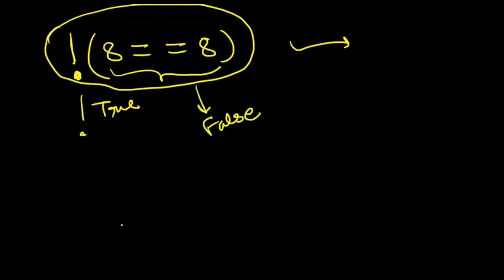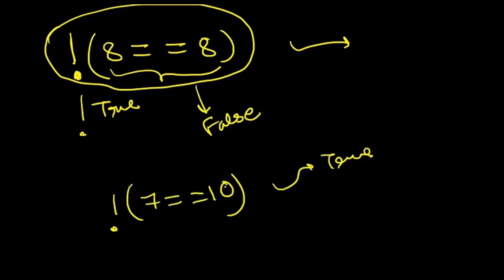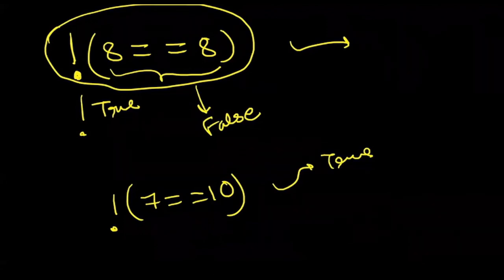Okay. Similarly, if you're doing something like this, NOT of 7 equal to 10, this will evaluate to true. How? 7 equal to 10 is false and NOT of false will become true. So a NOT operator just reverses the condition. If an expression evaluates to true, NOT of true will become false. And if an expression evaluates to false, NOT of false will become true. So these are the logical operators.